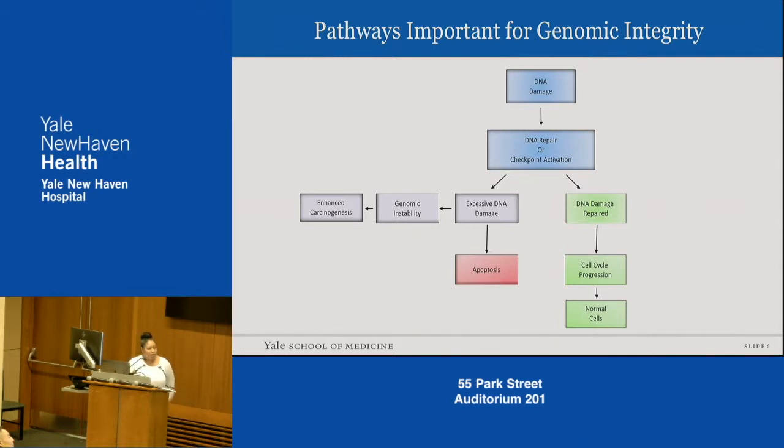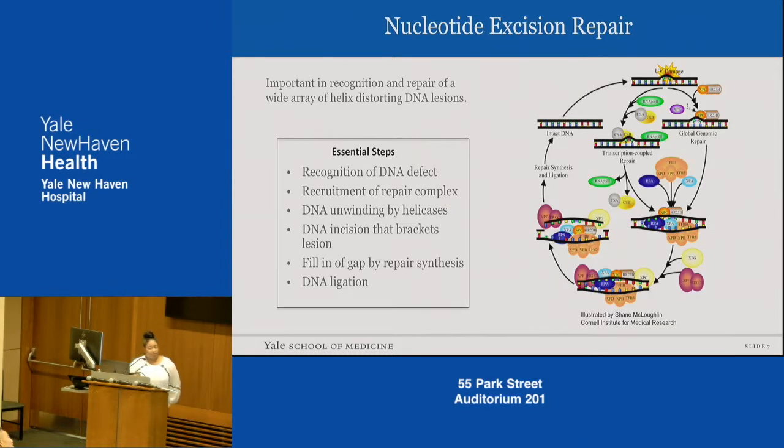So the thought for our lab, since we've been working extensively in this pathway, is it possible for us to manipulate this pathway in order to find new technologies that can be used to treat cancers that are characterized by gene amplification? So the favorite pathway in my lab that we work on is the nucleotide excision repair pathway. It's important for the recognition and repair of a wide array of helix distorting lesions. And the first important step of nucleotide excision repair is damage recognition.